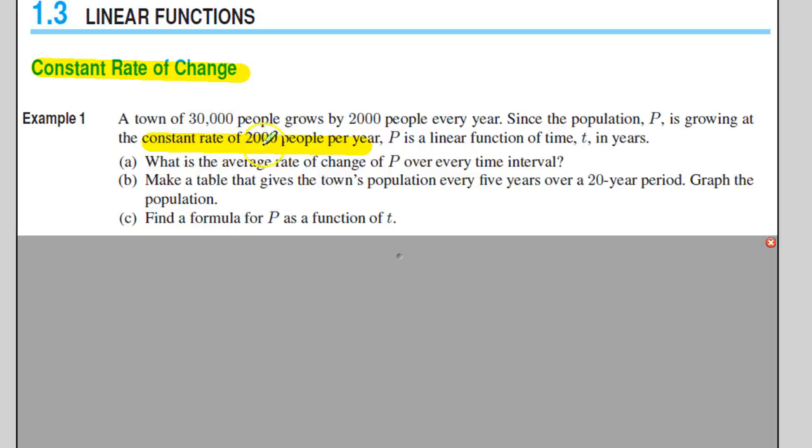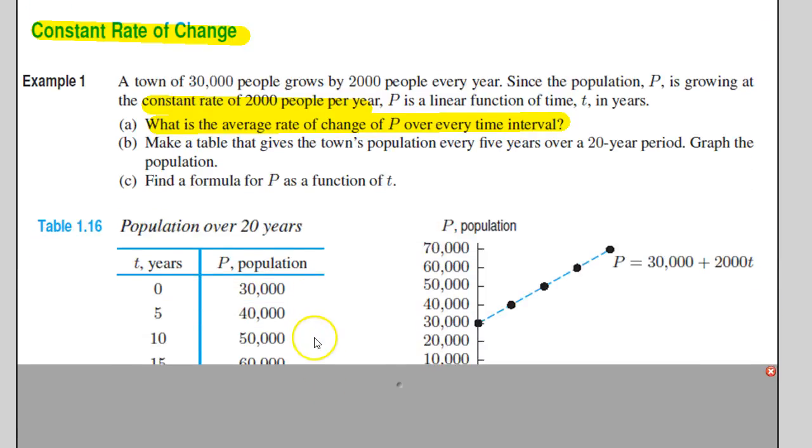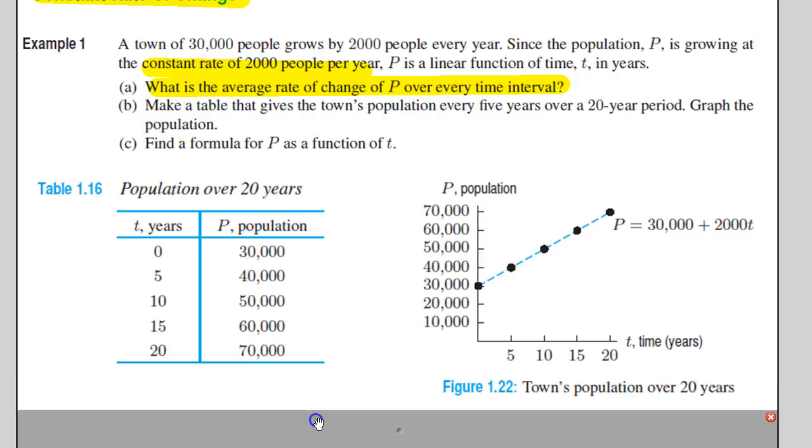And if the rate of change is 2,000, then when they ask you what's the average rate of change of P over every time interval, no matter what time interval you pick, from 0 years to 10 years, from 12 years to 13 years, from 19 years to 2,000 years, since the rate of change is constant, you're going to have a constant rate of change, which is going to be 2,000. Okay? And since it starts at year 0 at 30,000 initially, then the y-intercept is 30,000.